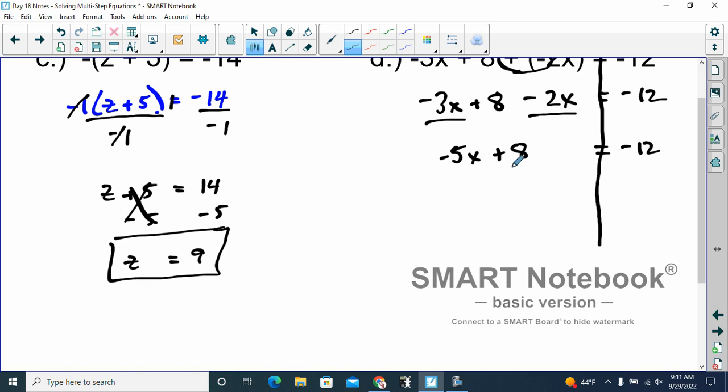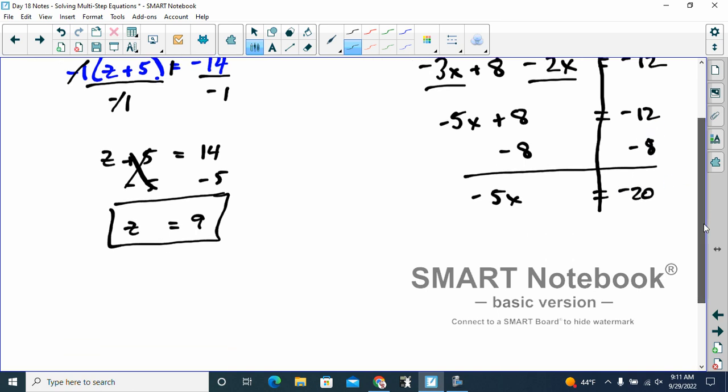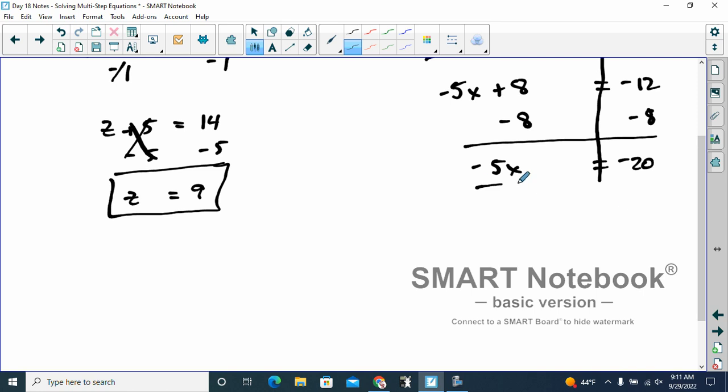And we're down to our two-step equation. Cancel the plus 8. Same thing here. Make sure we can add and subtract integers. They're both negative. Should be negative 20 when I combine them. Divide both sides by negative 5. Negative divided by negative is positive. 20 divided by 5 is 4.